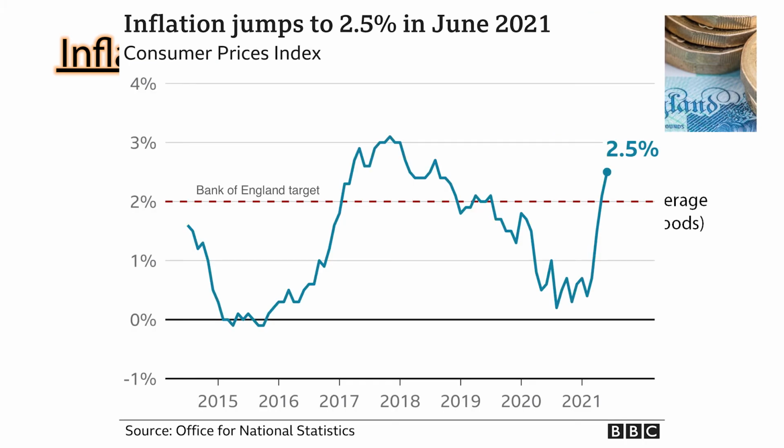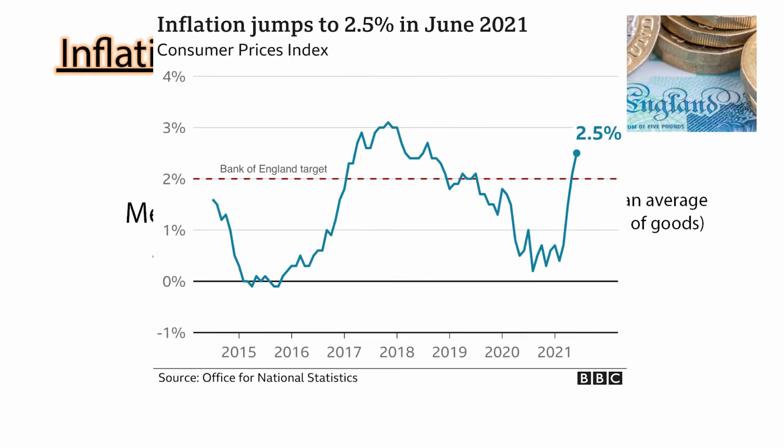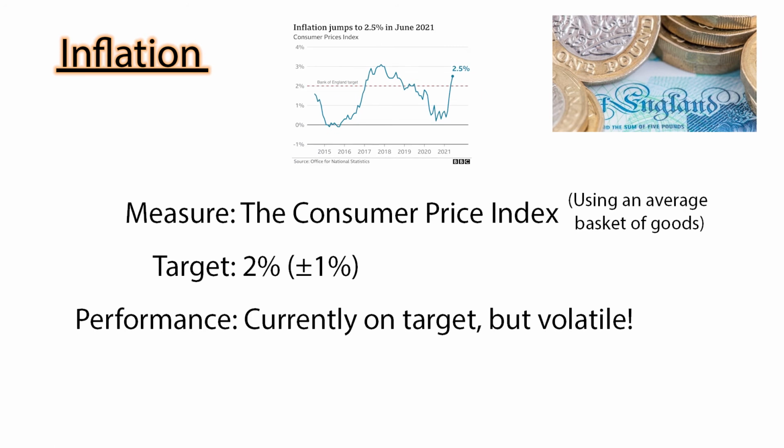So as long as it's within 1 and 3%, you would say that we're on target. But indeed, as of June 2021, the figures came out quite recently, the UK's CPI inflation rate is about 2.5%, which on the surface is good. However, that's actually up from 0.4% earlier this year, and it's only expected to rise even further, so we could see some interesting data coming out of inflation soon.